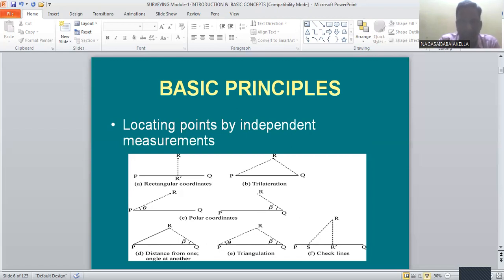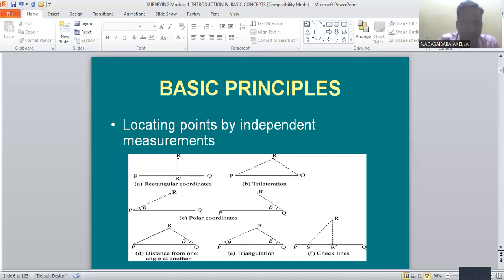In this, you have to measure PR and QR of known distances, where these are intersecting with each other. With these two measurements, where they are intersecting with each other, that is the point R. In the third method, one angle theta from P, if you know that angle, R can be established with the help of theta. In the same way, beta also from Q, you can establish point R. So this is the polar coordinate method.